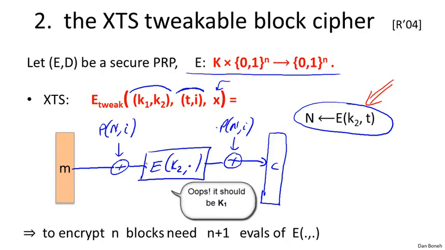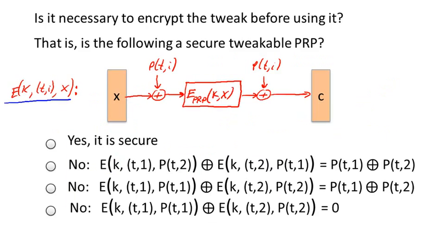So I want you to stare for just a minute at this XTS construction. My question to you is, is it really necessary to encrypt the tweak before using it? That is, is the following construction a secure tweakable PRP? You can see in this construction the tweak is used directly as input to the padding function for the XOR, and my question is, if we did that, would that be a secure tweakable PRP? Now let me remind you again that this is the key, this is the tweak, and this is the data.